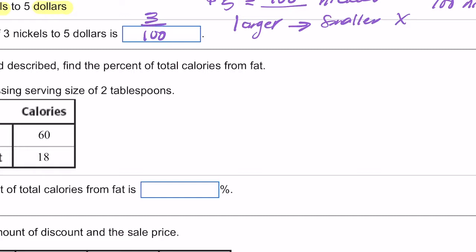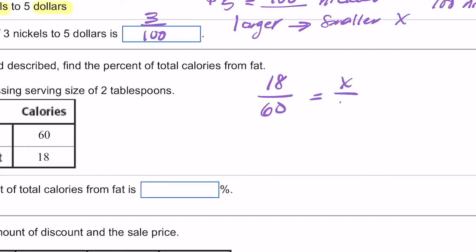For the food described, find the percent of total calories from fat. This is very similar to the budget problem, the earlier problem in video 1, where a person earned $3,000 a month and budgeted so much towards food. Here we're trying to figure out what percent of total calories are fat. So we've got 18 calories of fat out of 60 calories.